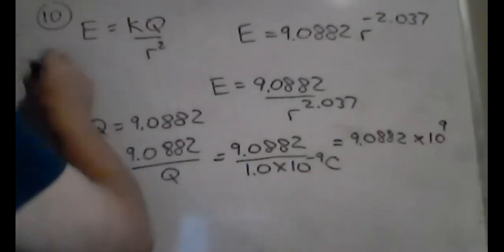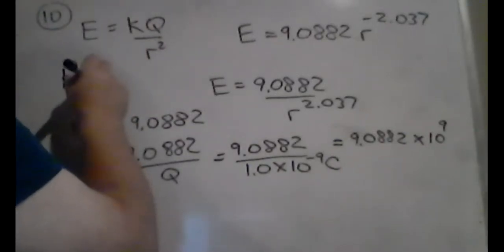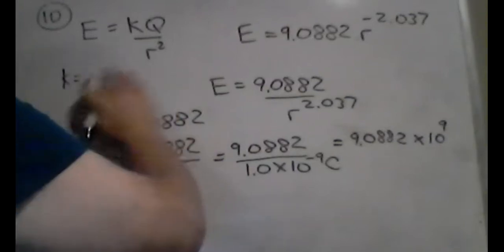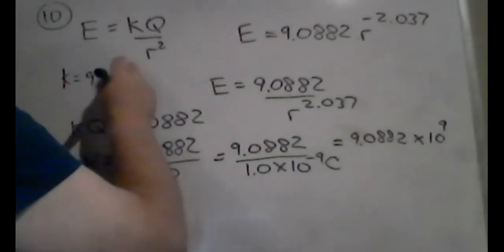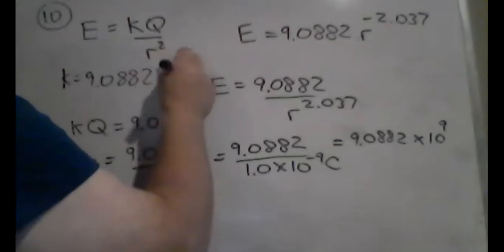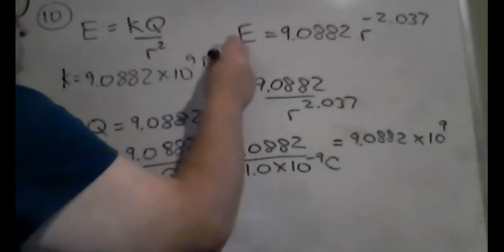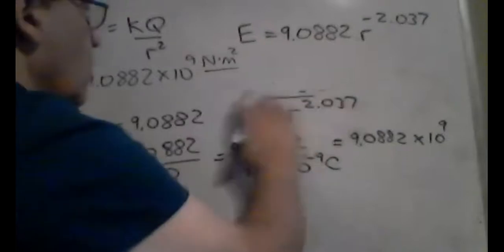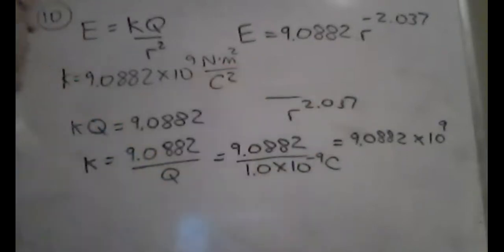Or my K value is 9.0882 times 10 to the 9th Newton meters squared per Coulomb squared. And again, that's pretty close to 8.99 times 10 to the 9th. So again, another pretty good agreement with the real value of K. That's the value that I got from this experiment, but that's a really good agreement compared to what the actual value is.